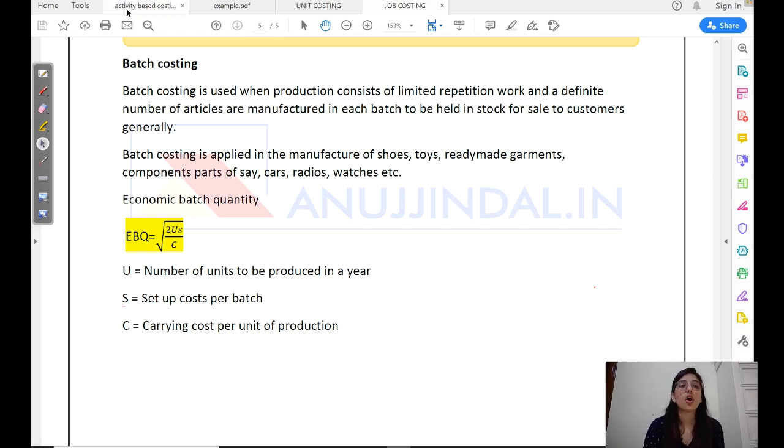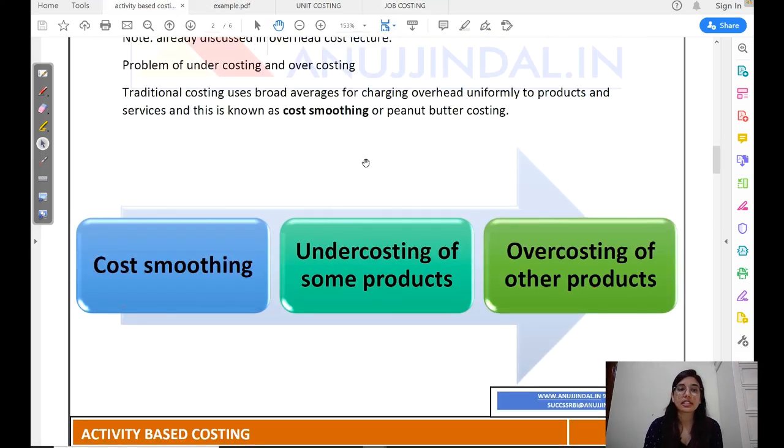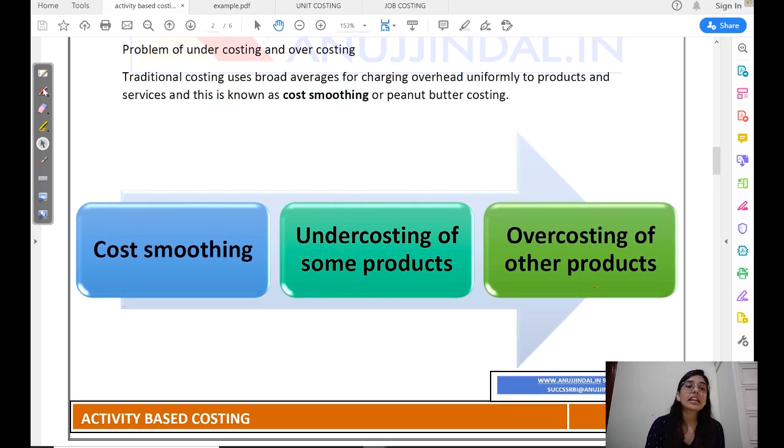Now let us move on to activity based costing. So guys, under traditional costing, what was used? Under traditional costing, broad averages were used in order to charge the overheads to the products, right? As we have taken the same example in the lecture, I'll give you that same example in order to make you understand that.